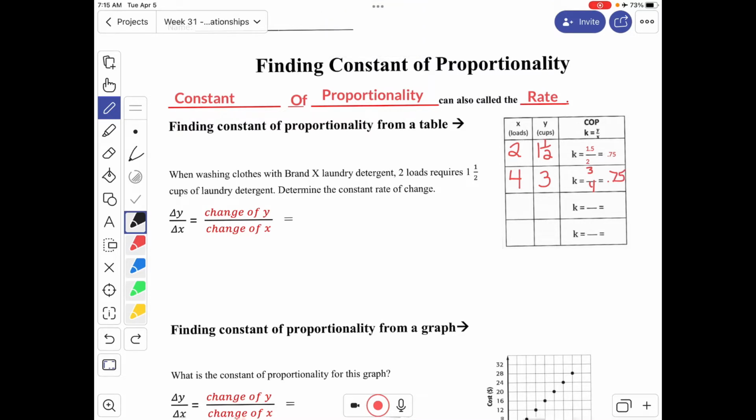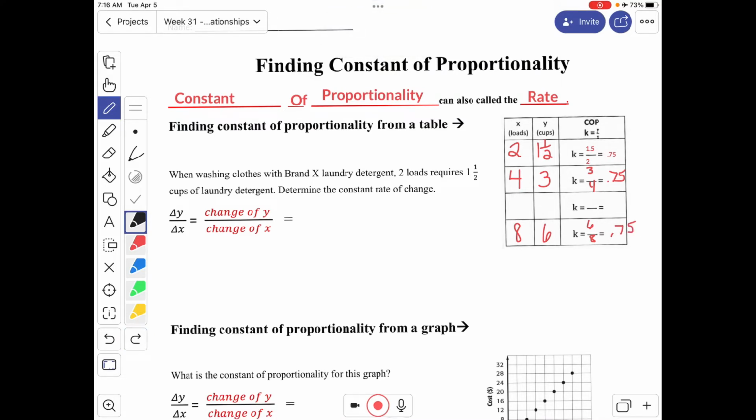Okay, I'm going to skip the next row and go to the one below it. What if we doubled again? So doubling 4 would be 8. So 8 loads of laundry, we'd need to double our detergent. So 3 doubled would make 6. And then put the Y number on top and the X number on bottom. 6/8 simplifies to 3/4, which is still 0.75.